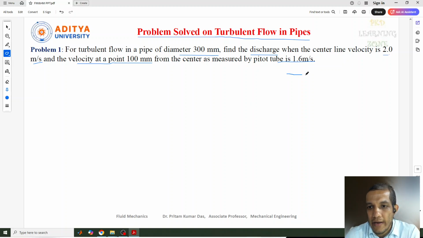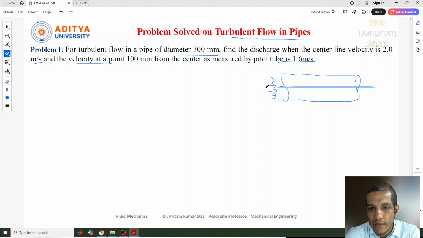So let's consider a pipe. Through this pipe the liquid is flowing, and this is the center line of the pipe. The fluid velocity flowing here, let it be u, and we know that at the center line the fluid velocity is maximum, and at the wall of the pipe it will be minimum. So the profile will be like this. Let's write down the data given here.